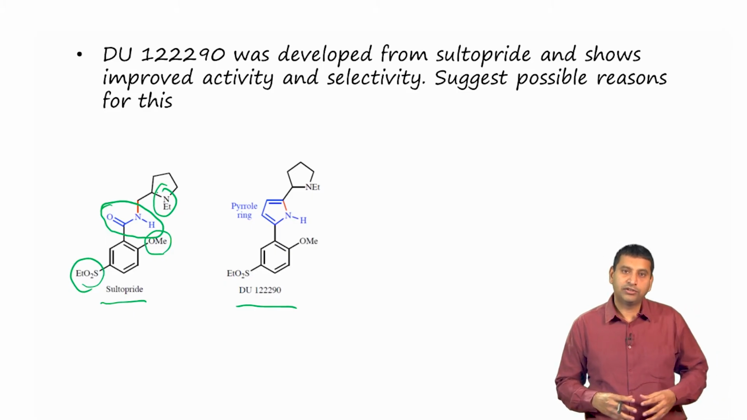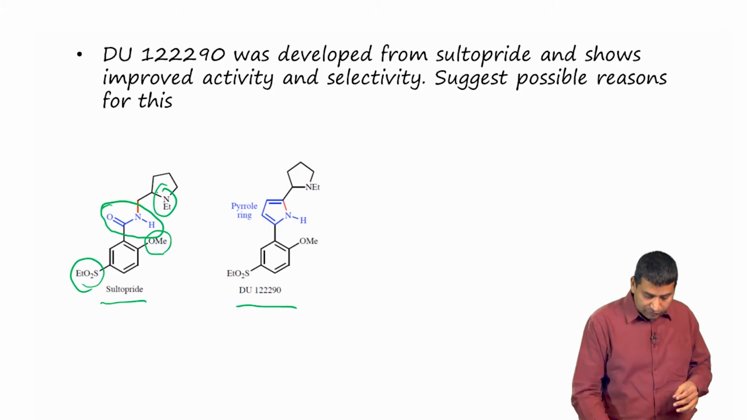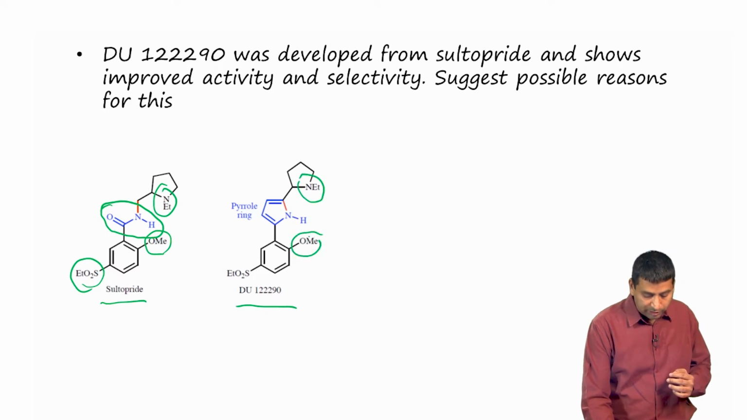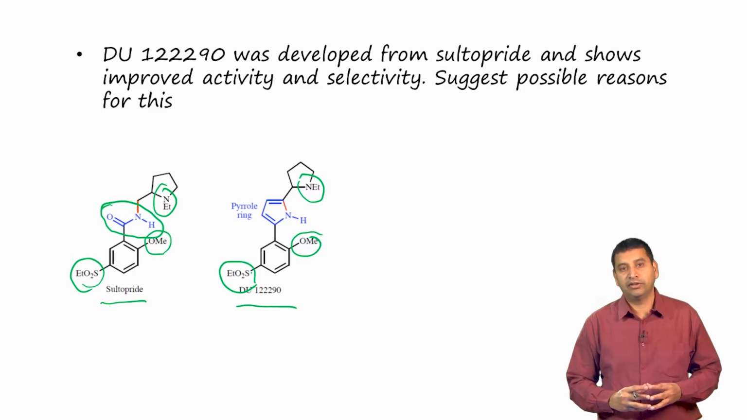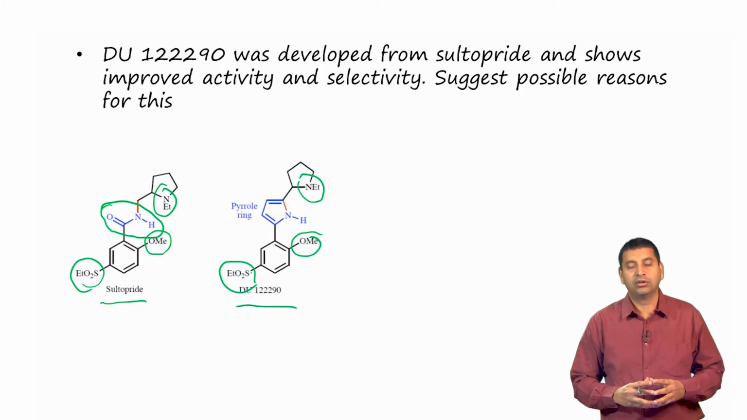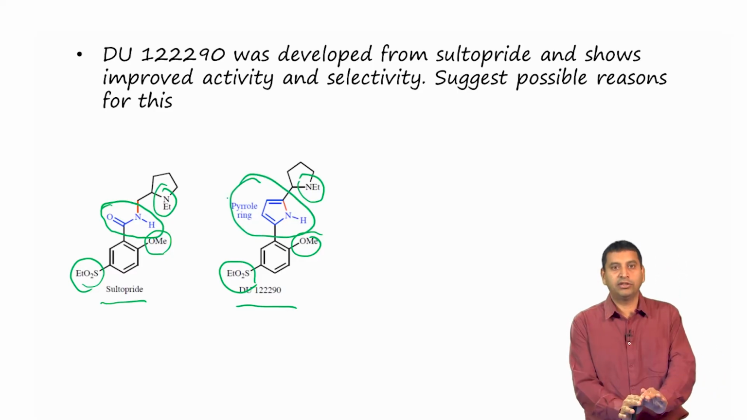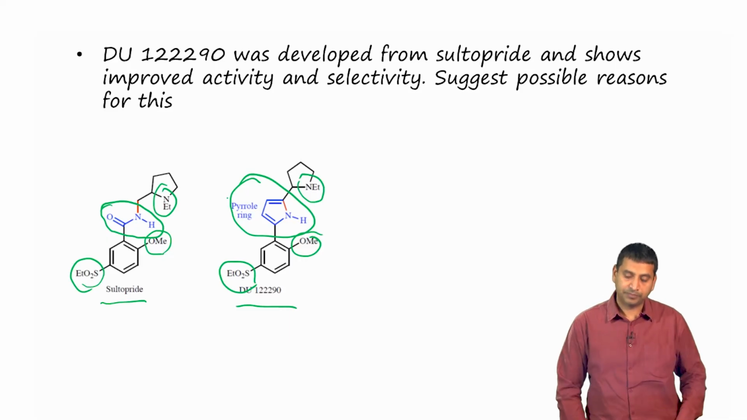Now if you look at this DU12290, which is an analog, you see that a number of these functional groups are actually retained. So N-ethyl remains as N-ethyl, OMe remains as OMe, and this sulfite ester remains as sulfite ester or sulfone. So these functional groups are retained, whereas a new pyrrole ring has now been introduced. Once we look at the structure of the molecule, we can delineate these differences right away.